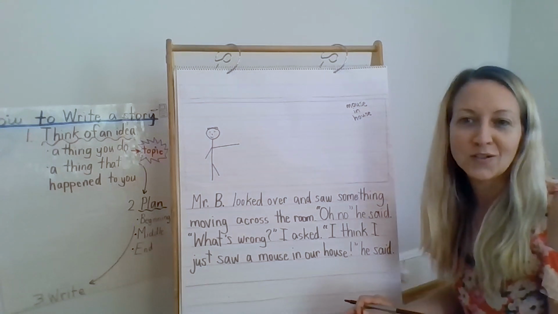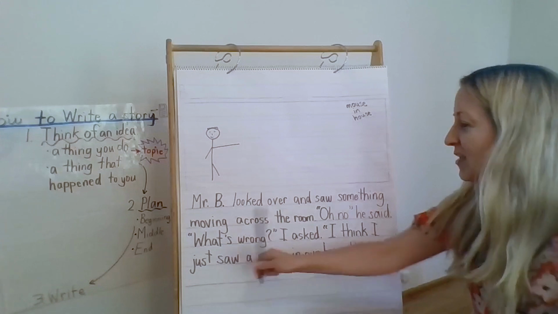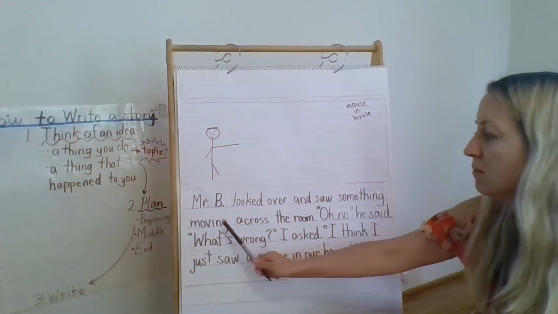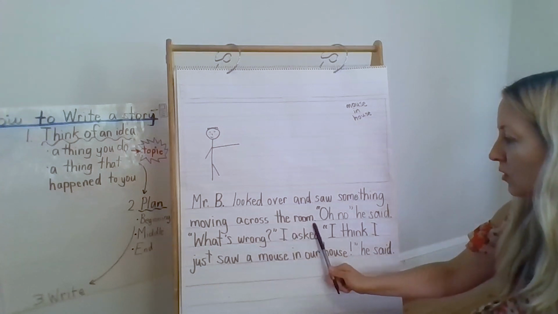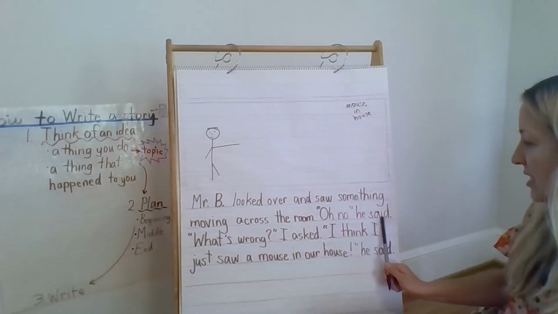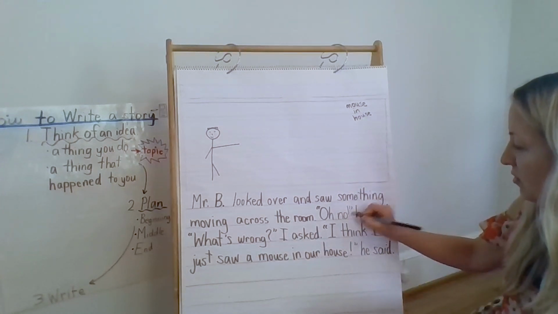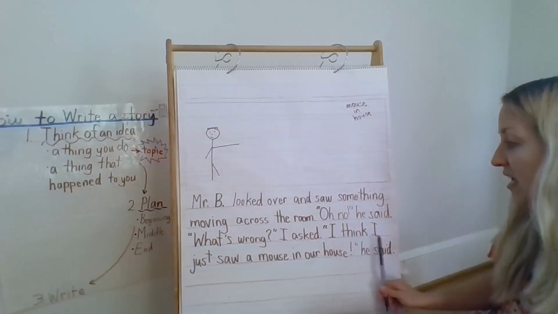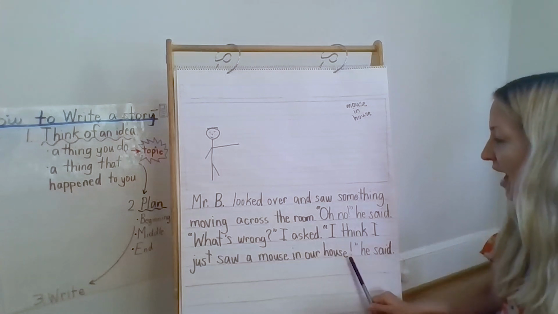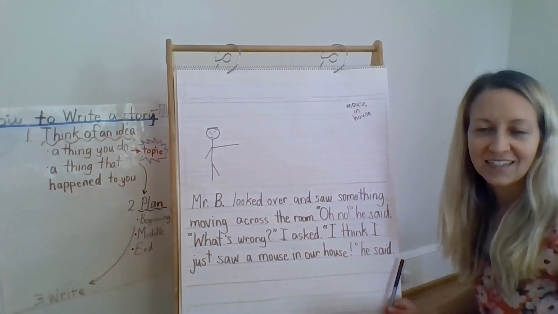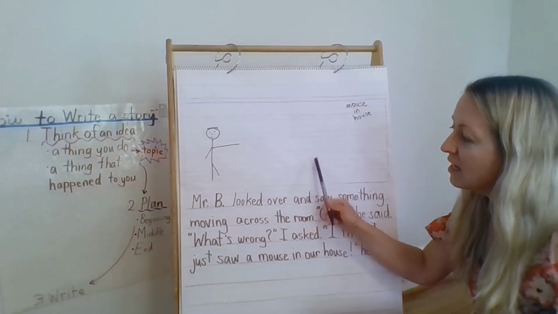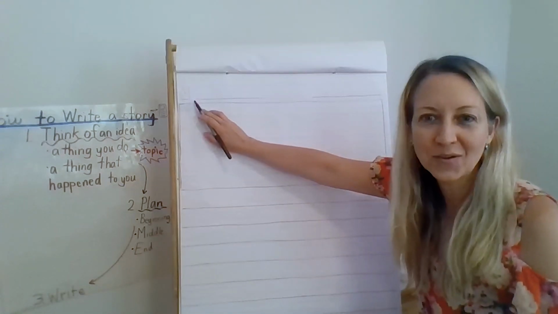Now, good writers always reread, so help me. Mr. B looked over and saw something moving across the room. "Oh no!" he said. Let's put an exclamation point there too. "What's wrong?" I asked. "I think I just saw a mouse in our house," he said. Now I'm going to go back and add more to my illustration later. Next is the middle of my story.